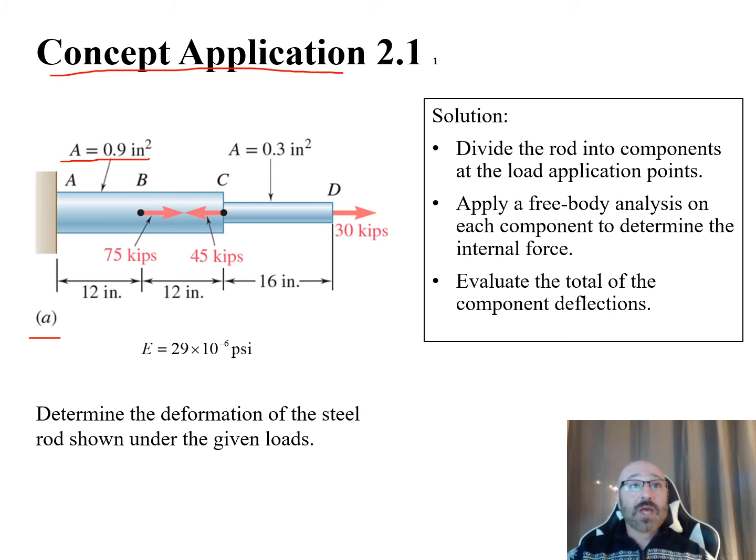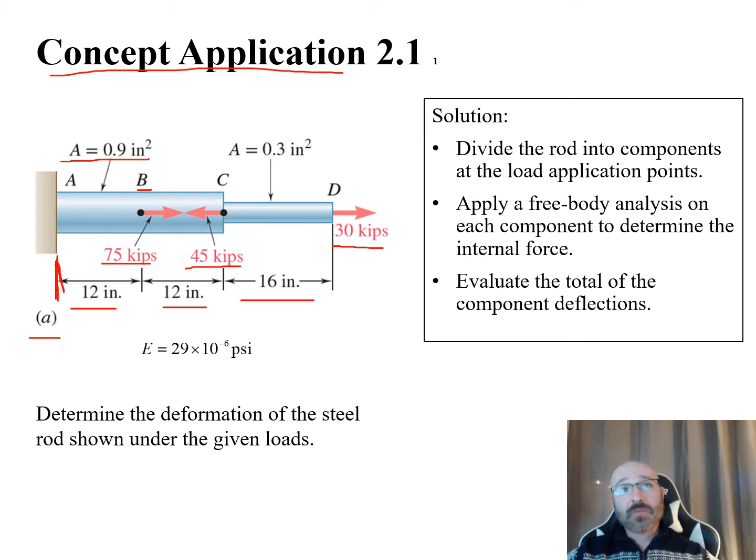Now we can see we have a load applied at point B of 75 kips, and a load applied going in the opposite direction at C of 45 kips, and then at D we have an external load of 30 kips. We have locations for all of these relative to where it's fixed. Point B is 12 inches away from that wall. Point C is 12 inches from B, or 24 inches from our reference point, and we have a distance of 16 inches between C and D.